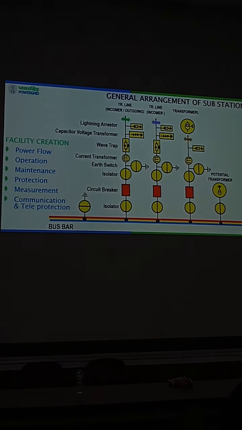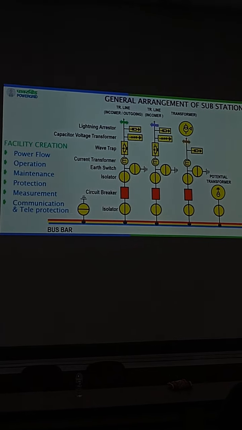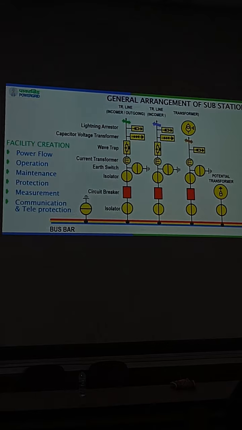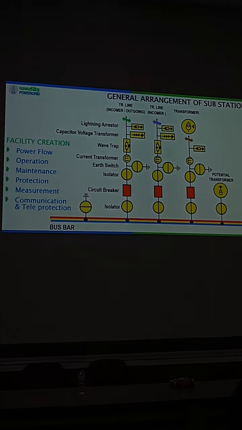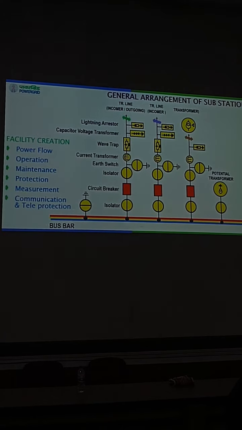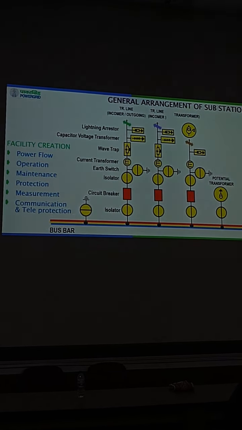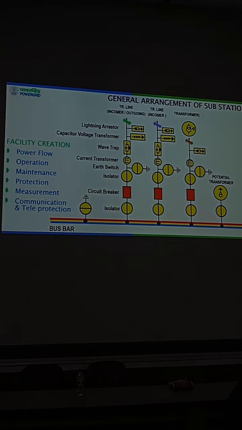You have come across all these equipment that I am naming. First, the CVT is provided before the transformer, only after the transformer. Second, the wave trap should come before the CB. Otherwise it will block, no?